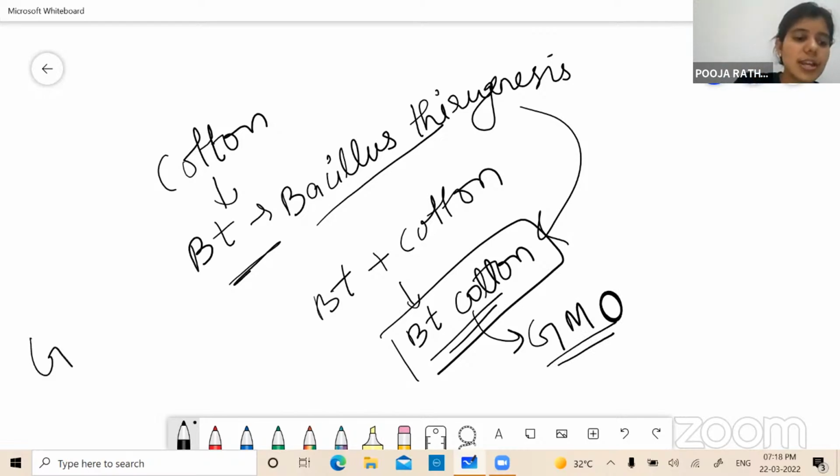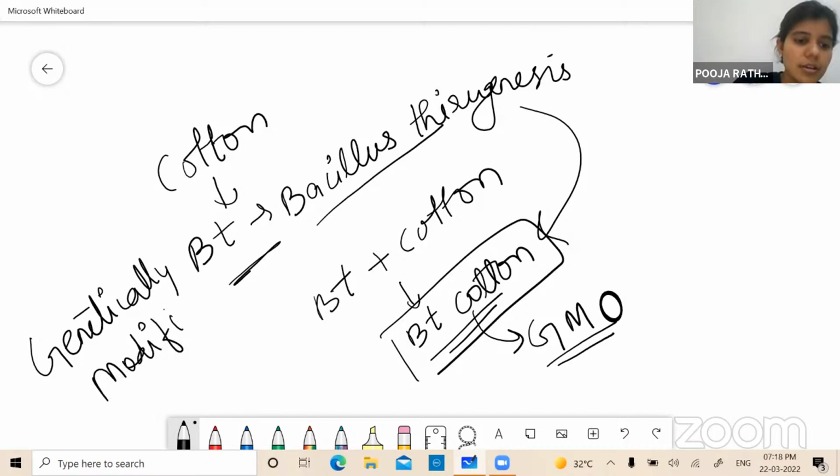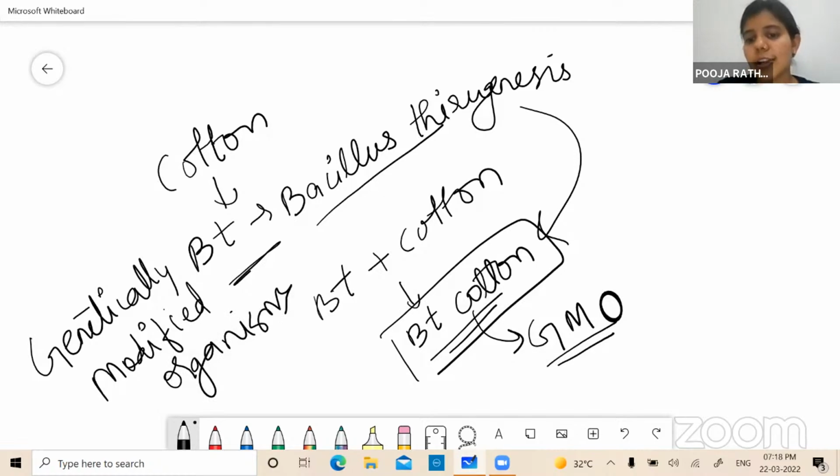GM, that is genetically modified organisms. Got that? So some plants are there which we get like this. Some organisms we get are also genetically modified.